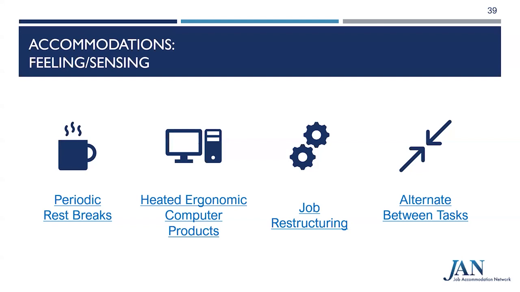Next, you may want to consider modifying job tasks that require fine finger dexterity. Consider job restructuring by removing the fine motor tasks if they are not essential job functions. Lastly, you may want to allow the individual to switch between fine motor tasks and other types of tasks. For example, someone who works in a mailroom and sorts and delivers mail, you may want to consider letting them switch between sorting and walking to deliver the mail when they experience flare-ups. Next slide, please.